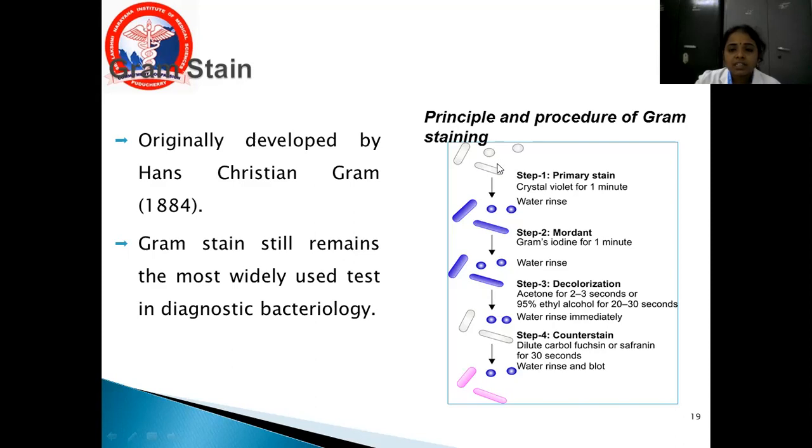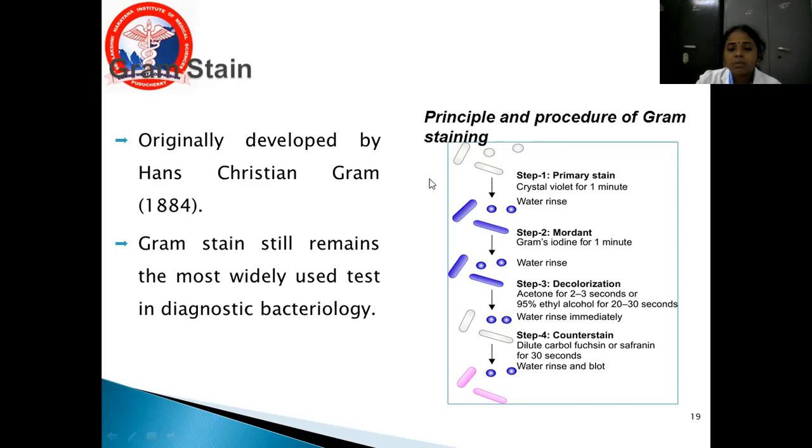First they add the primary dye crystal violet, and then the mordant forms a crystal violet iodine complex. The third one is the decolorizing agent. This third step is very important. Now I will tell you the principle. In case of gram positive organisms, what happened? Gram positive organisms have a thick peptidoglycan layer and absence of a lipid layer. In case of gram negative, there is a thin peptidoglycan layer and presence of a lipid layer.